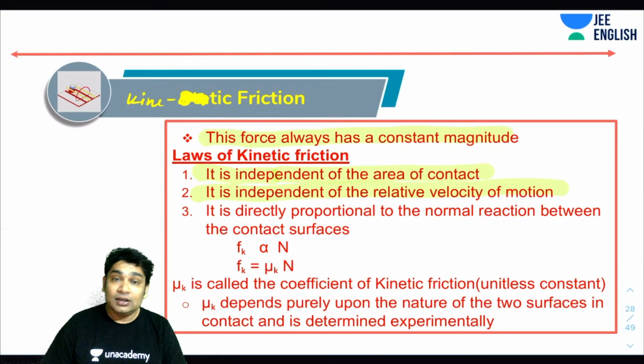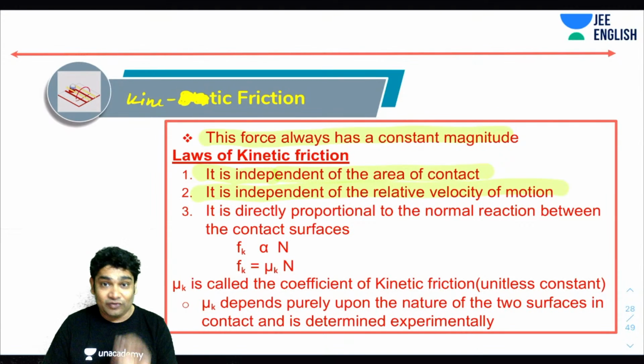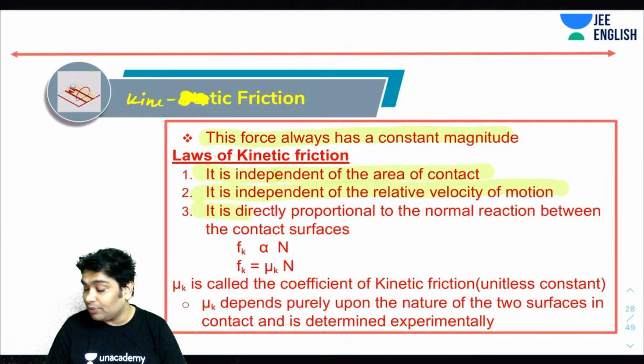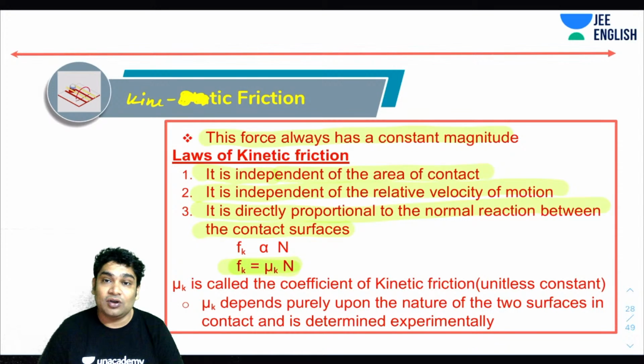Now, again, the magnitude of kinetic friction is also directly proportional to normal reaction between the two contact surfaces. So you can write this, and hence you get an equation of kinetic friction equals mu k times N, where mu k is another proportionality constant, which you call coefficient of kinetic friction. Both mu k and mu s are unitless constants.